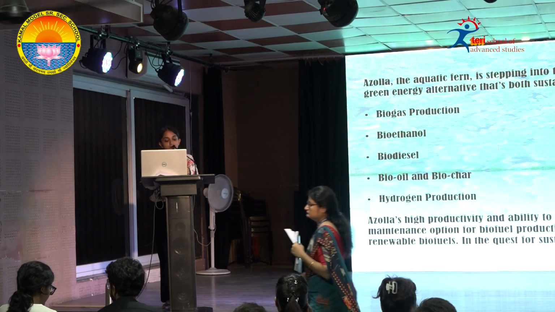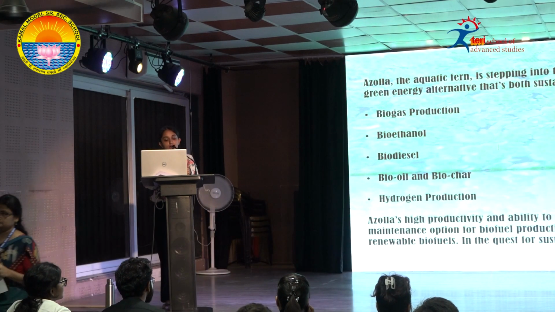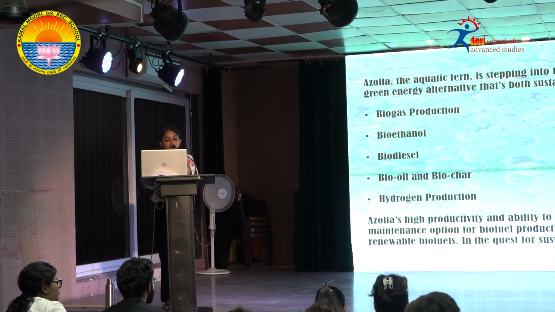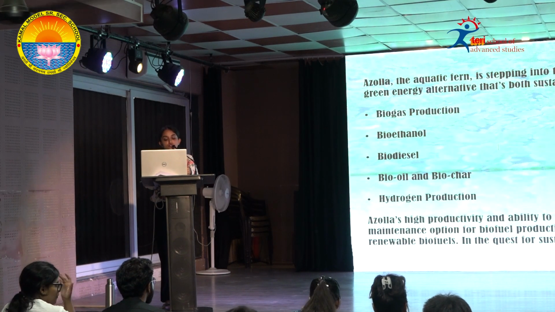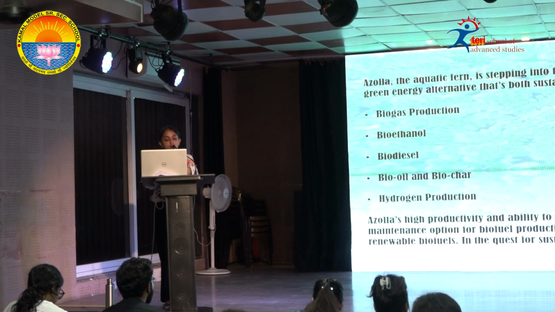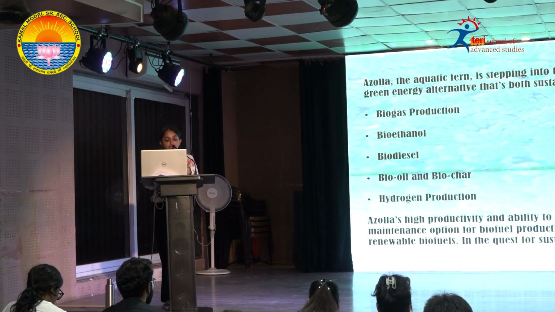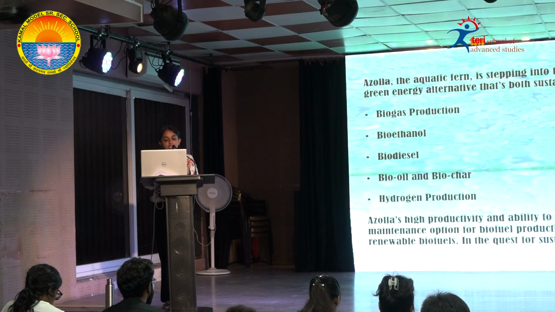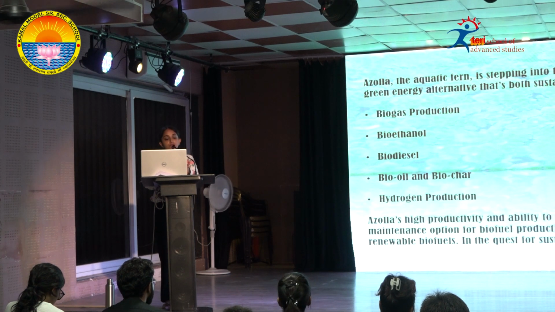Next up is bioethanol. AZOLLA's biomass contains cellulose, hemicellulose and starch, which can be fermented to produce bioethanol, a renewable fuel that can power our vehicles and machinery. Next up is biodiesel. The lipids within AZOLLA can be extracted and processed to create biodiesel, offering a cleaner burning fuel alternative for diesel engines.